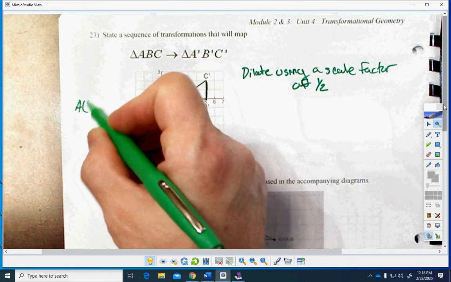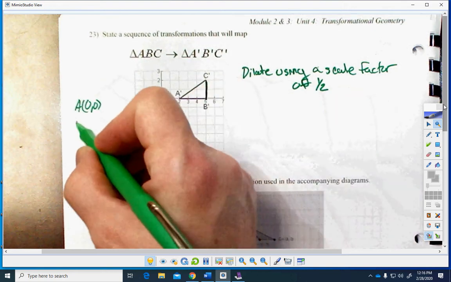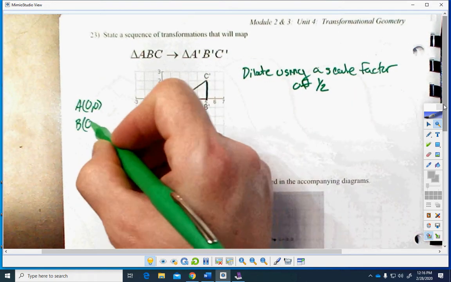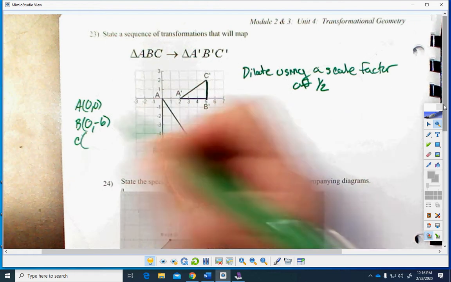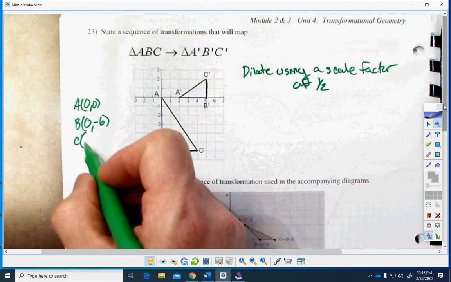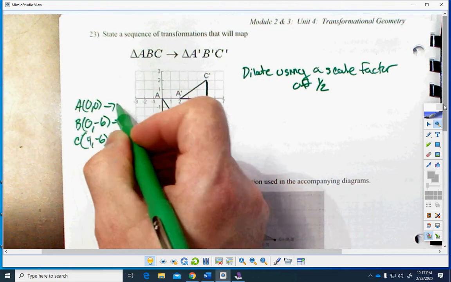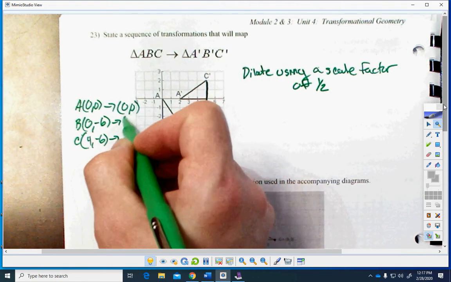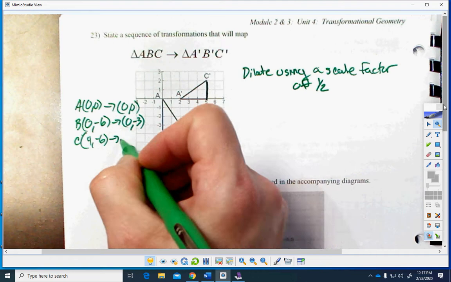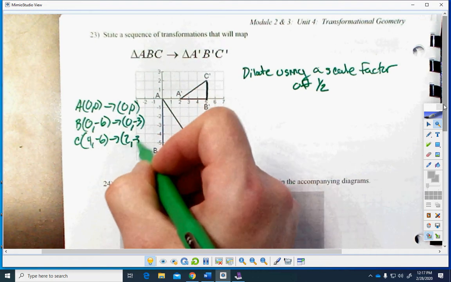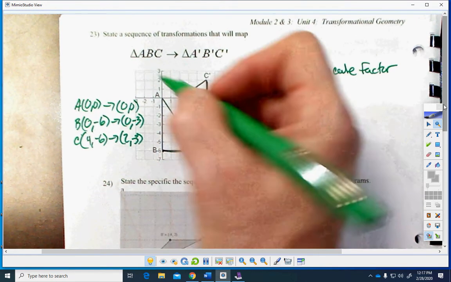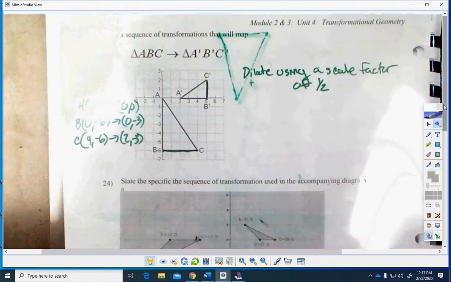So A was at 0, 0. B was at 0, negative 6. And C is at 4, negative 6. And if I dilate it using a scale factor of a half, I get 0, 0, 0, negative 3, and 2, negative 3. I'm going to actually put that on a transparency.